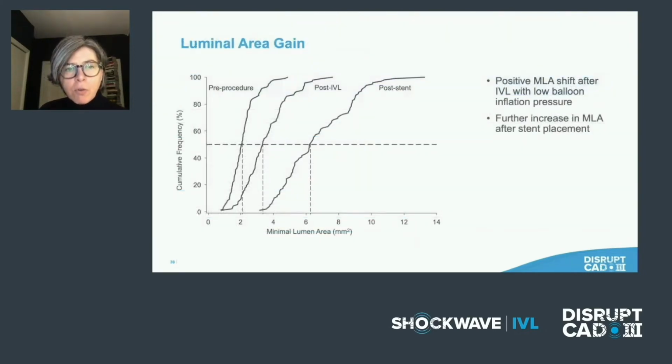This is a graphical representation of this stepwise shift in the luminal area gain. So you see pre-procedure, post-IVL, we get a step up in gain, and then a further step up in gain after stent deployment.